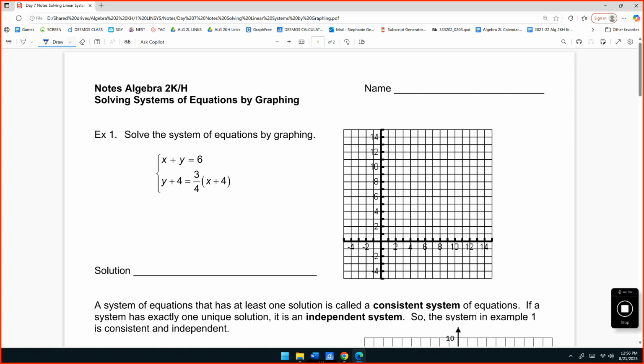So a system is just when you have more than one equation, okay? And if someone says solve a system, that means, so solving a system means find the point where the lines do what? Intersect, yep. So we want to find the intersection point. That's the goal. Okay, find the intersection point.